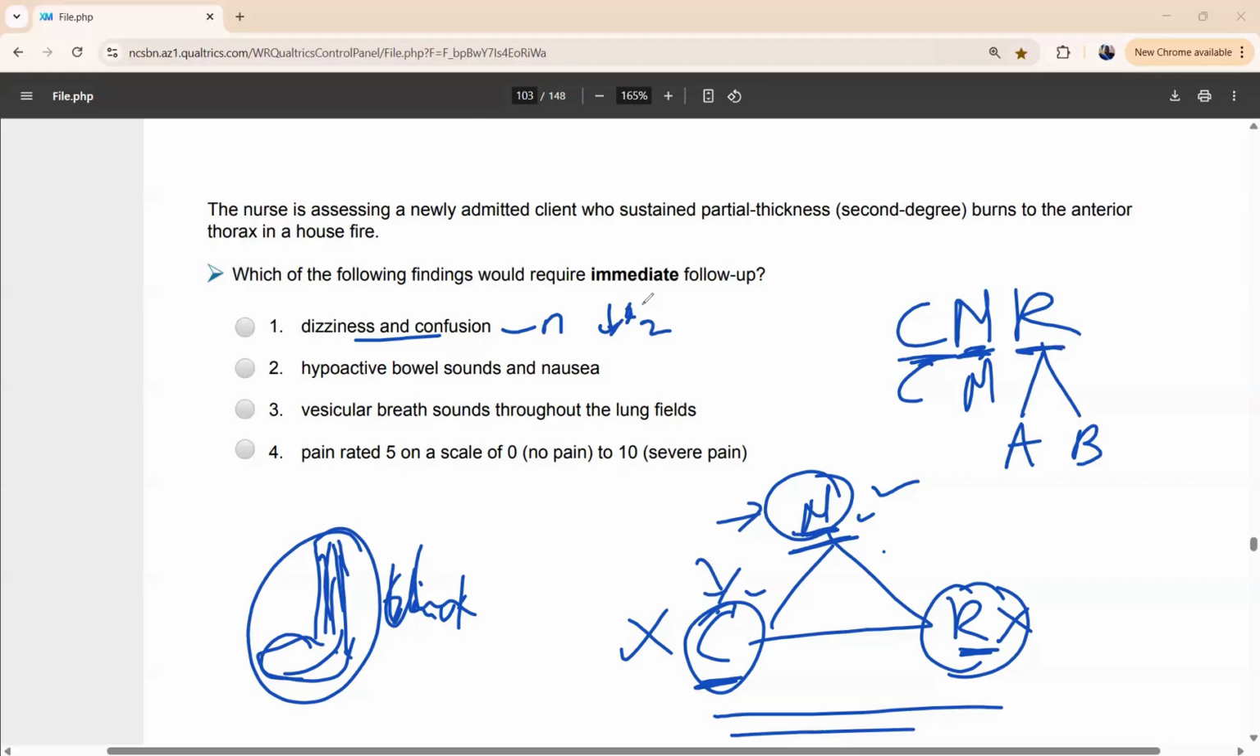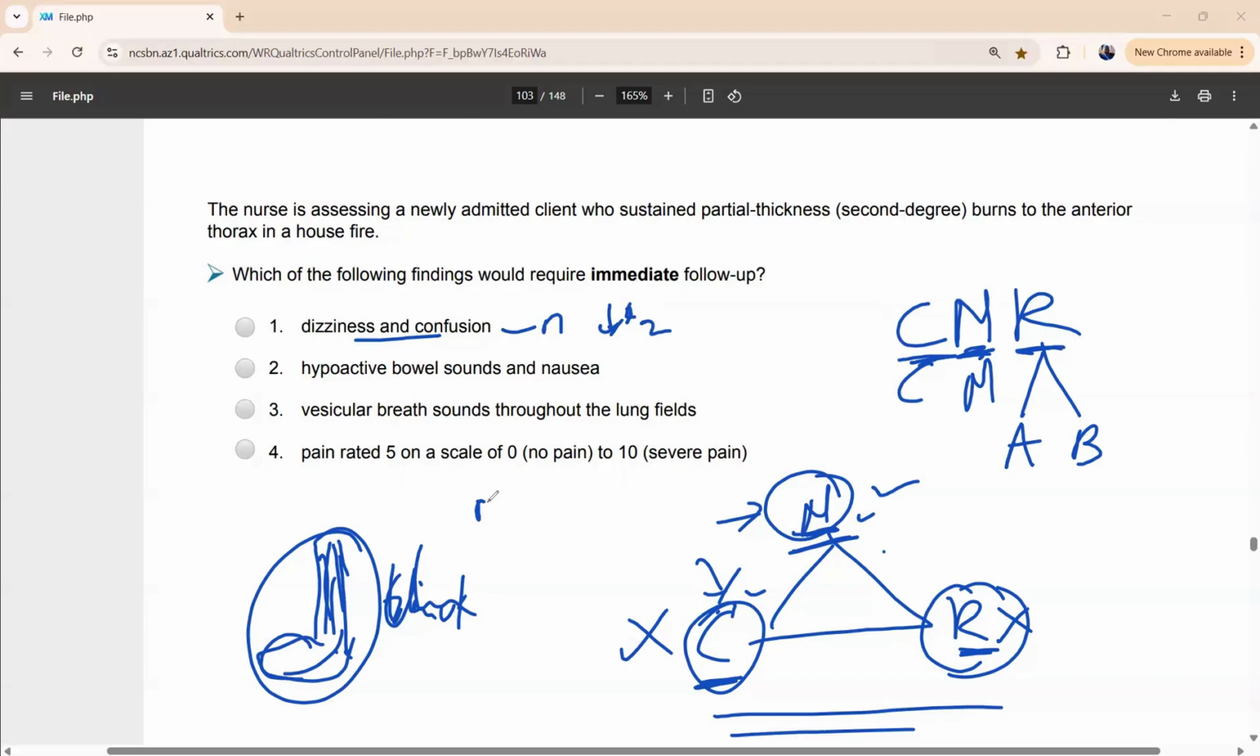Dizziness and confusion when it's not related to medication or to a condition that should cause confusion. And burn is not a condition that should cause confusion. So the only thing we can tell is that this burn has affected the body so badly that it has affected the respiratory rate, and the respiratory rate has started causing problems to the neuro by not giving the neuro sufficient oxygen.